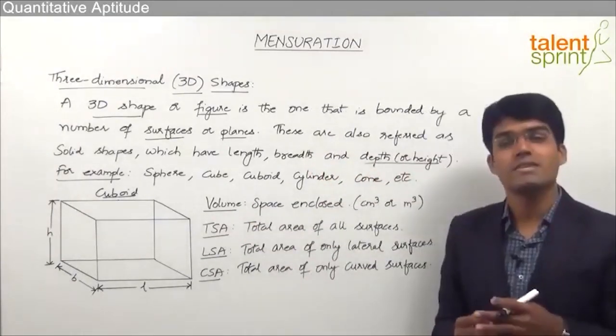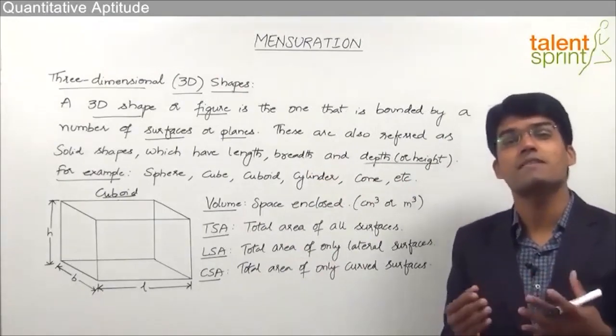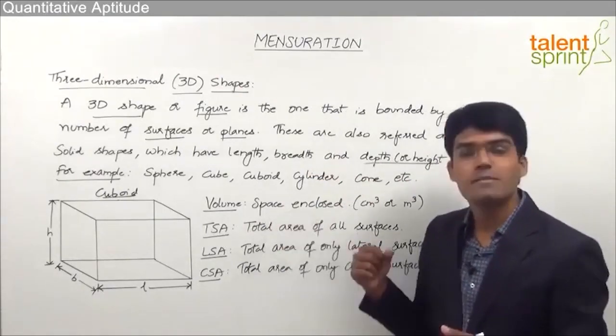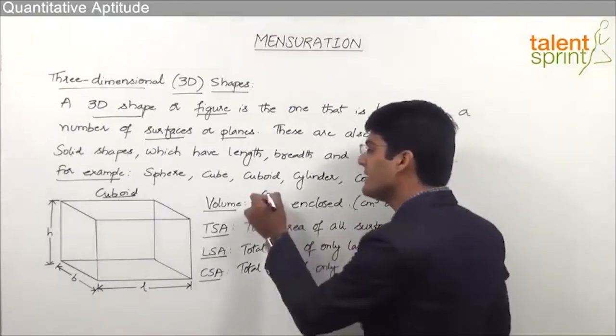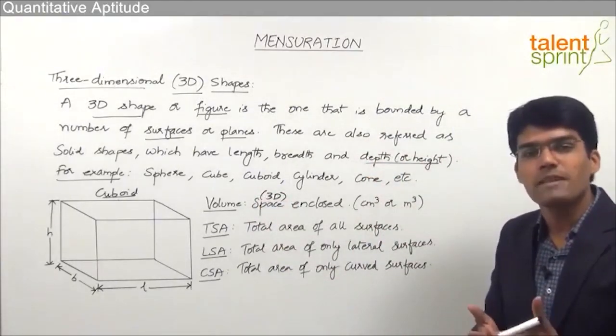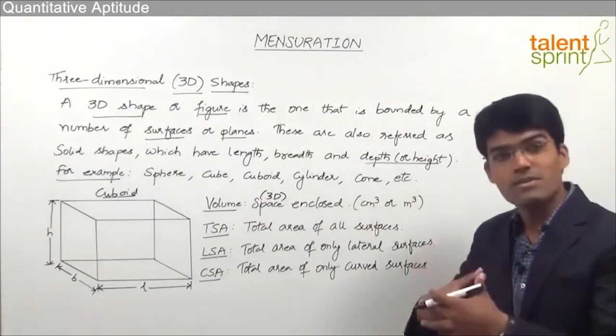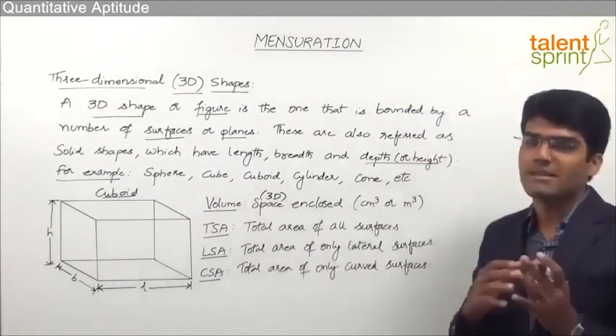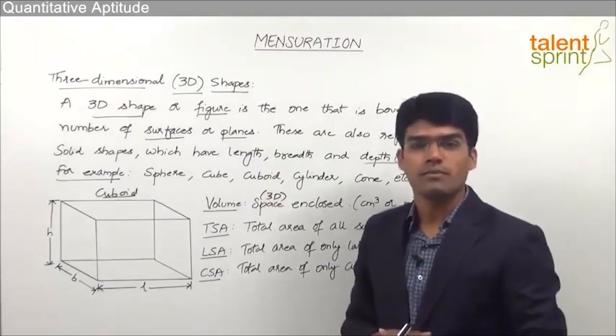So as we have seen in case of area, area was surface occupied, whereas volume is space occupied. Space is nothing but 3D and surface in case of area is 2D. So the 2D surface which is occupied is area. The 3D space occupied or enclosed is volume. So that's the major difference between area and volume.